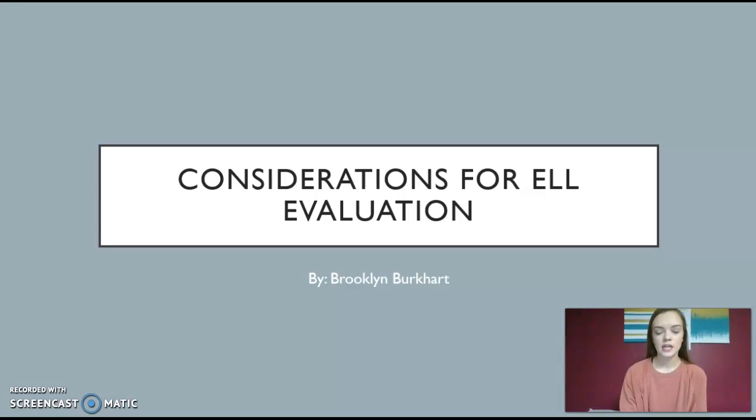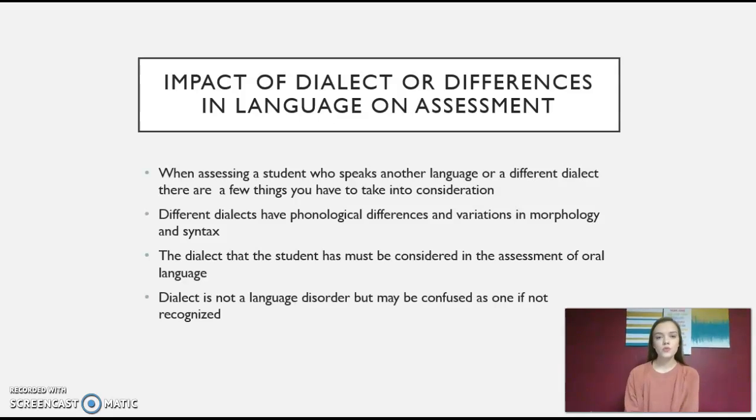Hi there. So today I'm going to be talking about different considerations for ELL evaluation. One of the first is the impact of dialect or differences in language on assessment. So how a student's dialect will affect the way that the assessment goes and how it's completed.